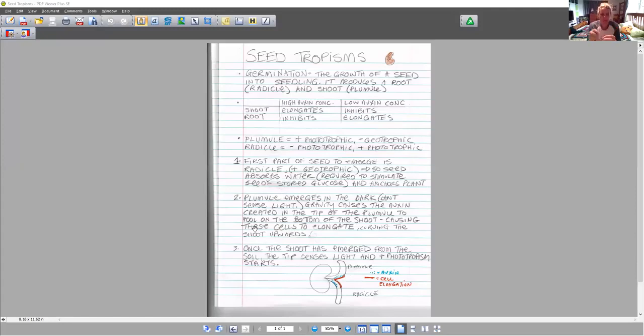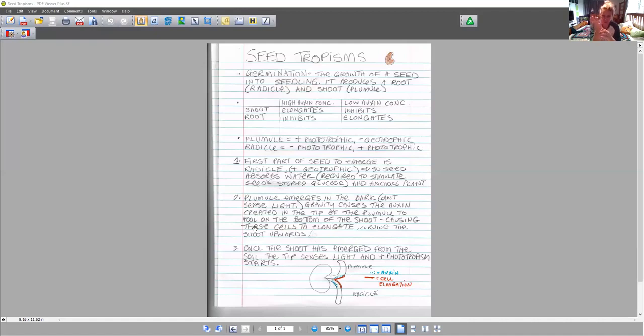Second step, the plumule then emerges, so the shoot will emerge, and it's dark, so we can't say at that stage that it's positively phototropic, because it cannot sense the light yet. But what we can say is that it is negatively geotropic. So the plumule emerges in the dark and can't sense the light.